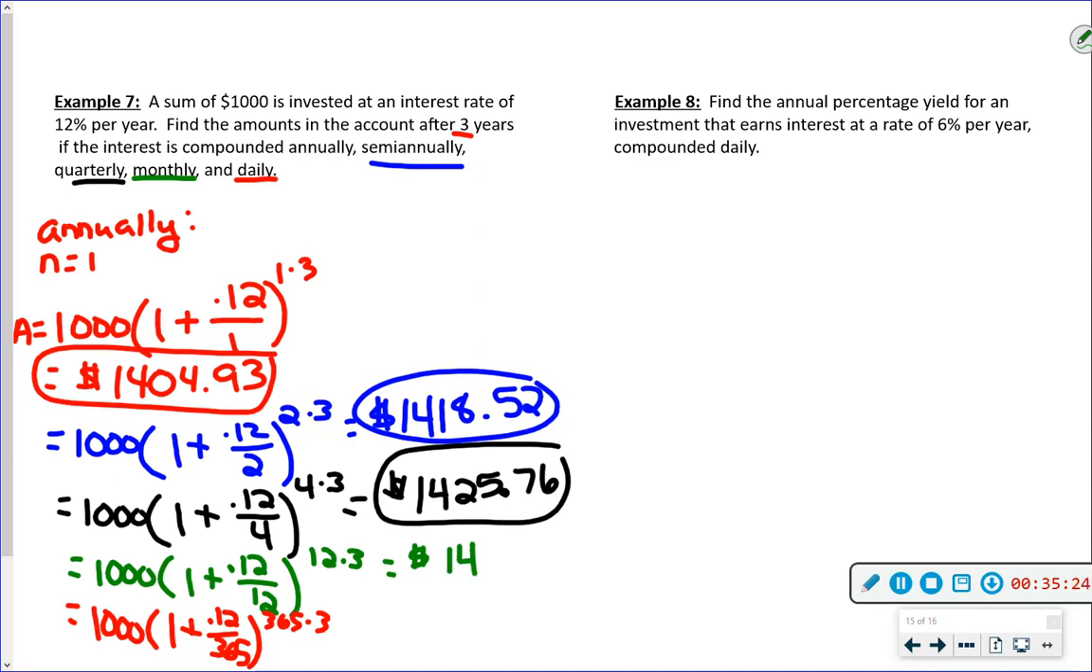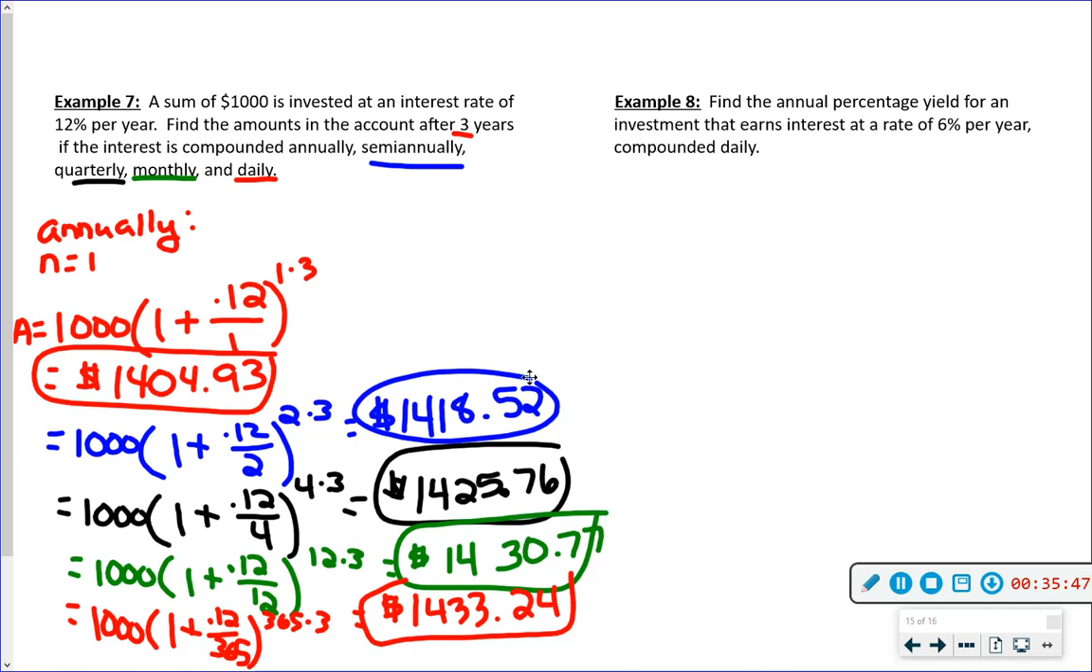Wait, what? The monthly I got 14, 30, and 77 cents. Same here. Oh my gosh. Good work, Avery. Good work. And then the last one I'm just going to give it to you is $14.33. What is 365? And 24 cents.